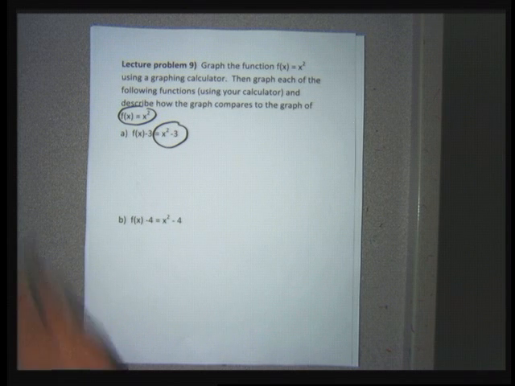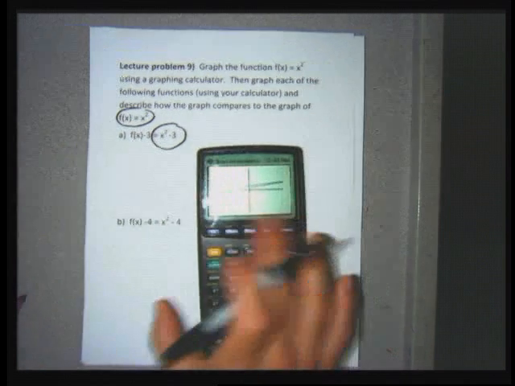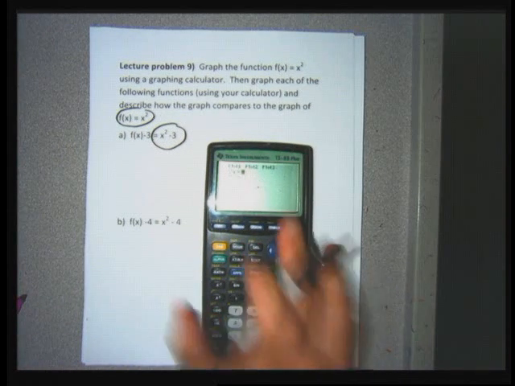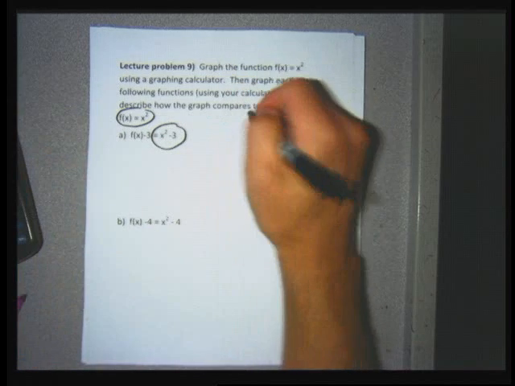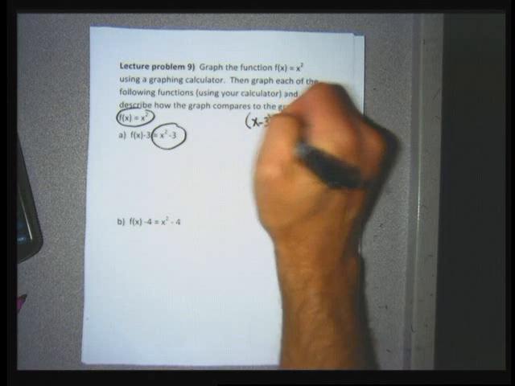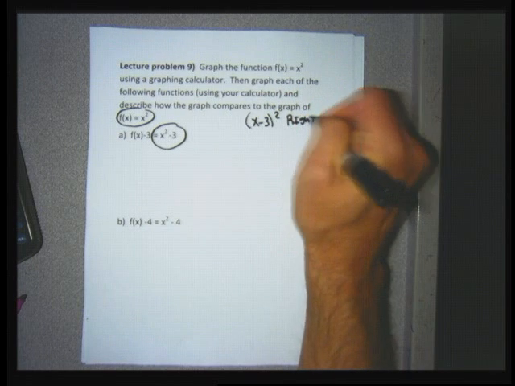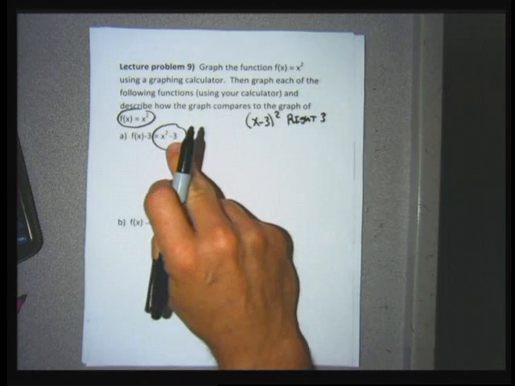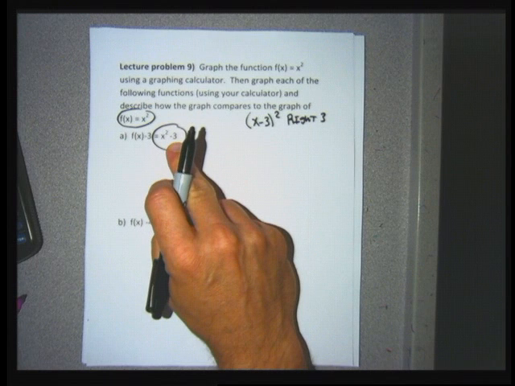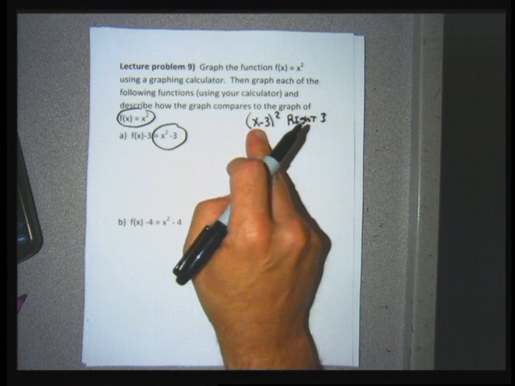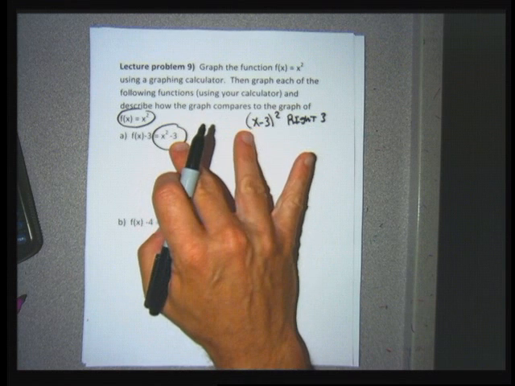I want to describe how the graphs compare, and this is different because that minus 3 isn't in a parenthesis. So if it said x minus 3 quantity squared, I would say this would go to the right 3. But because that 3 is not in the parentheses, the graph's not going to move to the right. So the difference between problem 9 and problem 1, which both compared graphs to parabolas, is where the minus was.